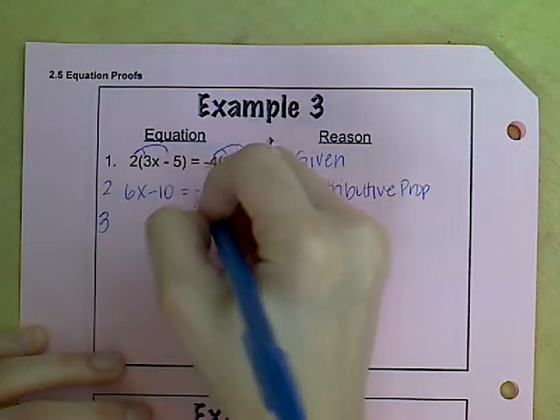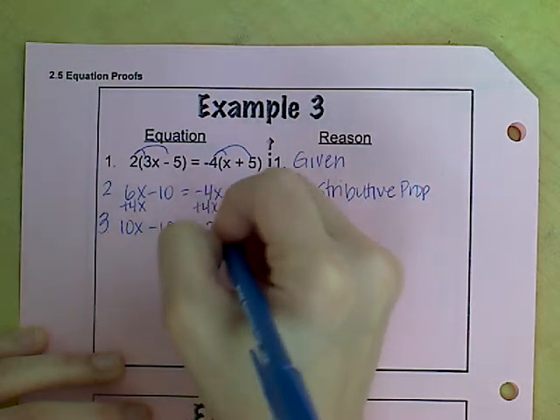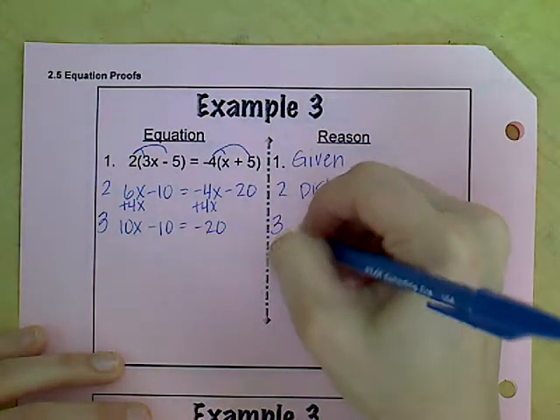Next, I would add 4x and get 10x minus 10 equals negative 20. And that's the addition property.